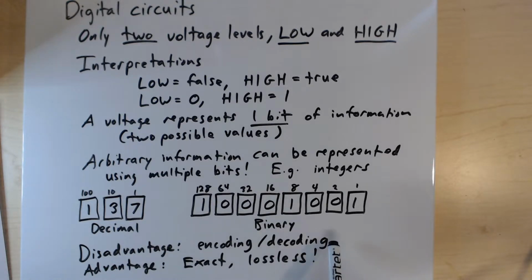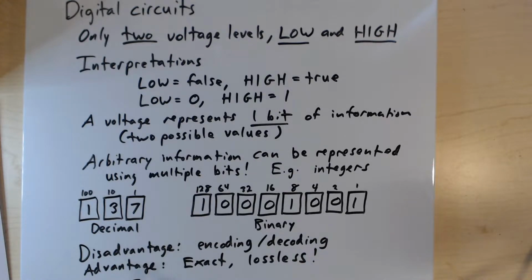The disadvantage of digital circuits compared to analog is that they can't represent fundamentally analog phenomena, things like sound, directly the way that an analog circuit can. And if you do want to work with essentially analog data, you need to do some kind of encoding and decoding to convert between the analog and digital representations.